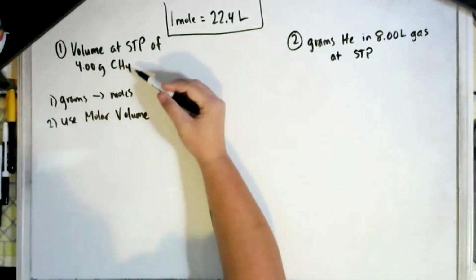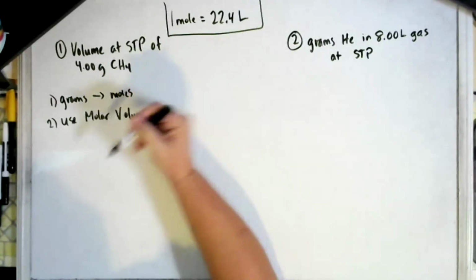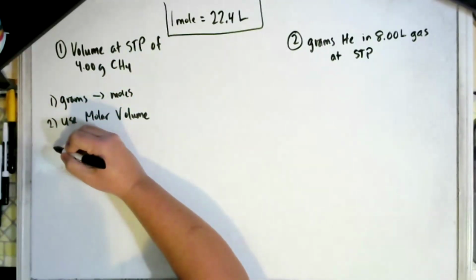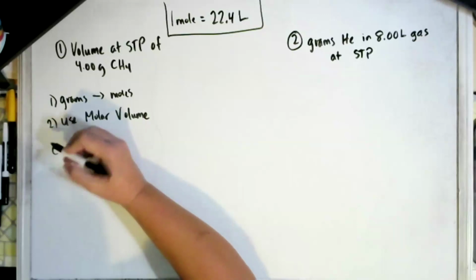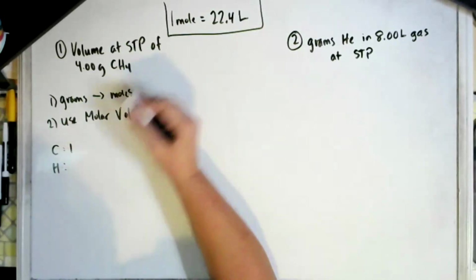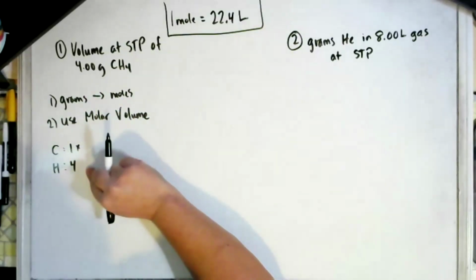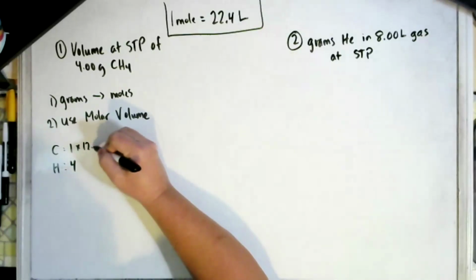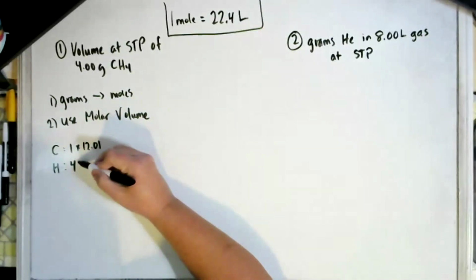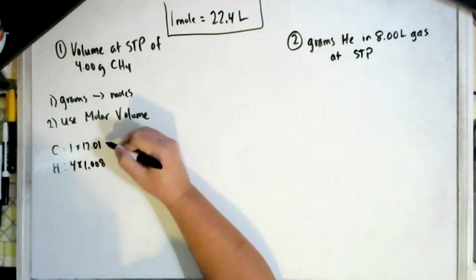All right. To convert my 4 grams of CH4 into moles, I'm going to need to find the molar mass of my CH4. So I've got carbon and hydrogen. I've got 1 carbon. I've got 4 hydrogens. Now I'm going to look on my periodic table. Carbon's 12.01, hydrogen's 1.008.